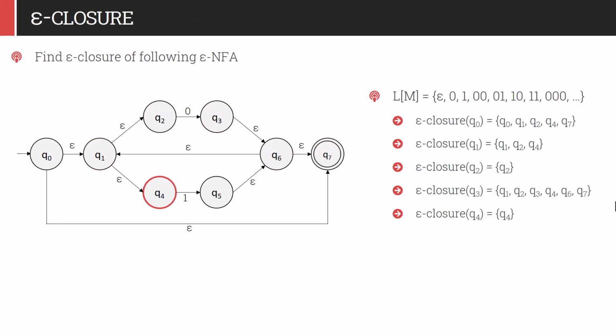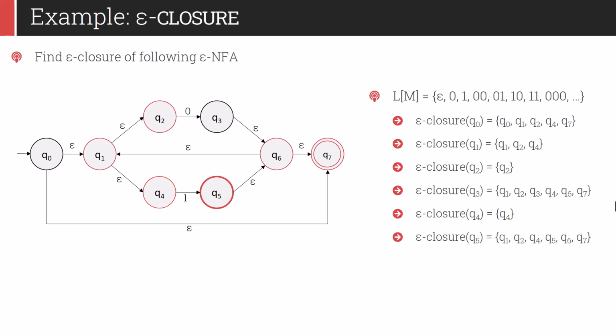From Q4 there is no epsilon transition, so only Q4 would be in epsilon closure of Q4. From Q5 we can go to Q6. From Q6 we can go to Q7 and Q1. From Q1 we can go to Q2 and Q4. So all those brown or red states will be part of epsilon closure of Q5.